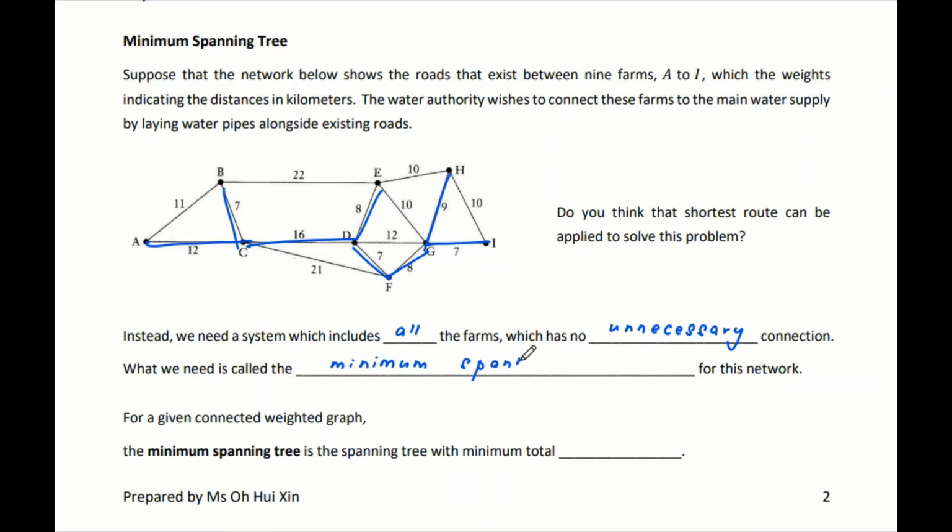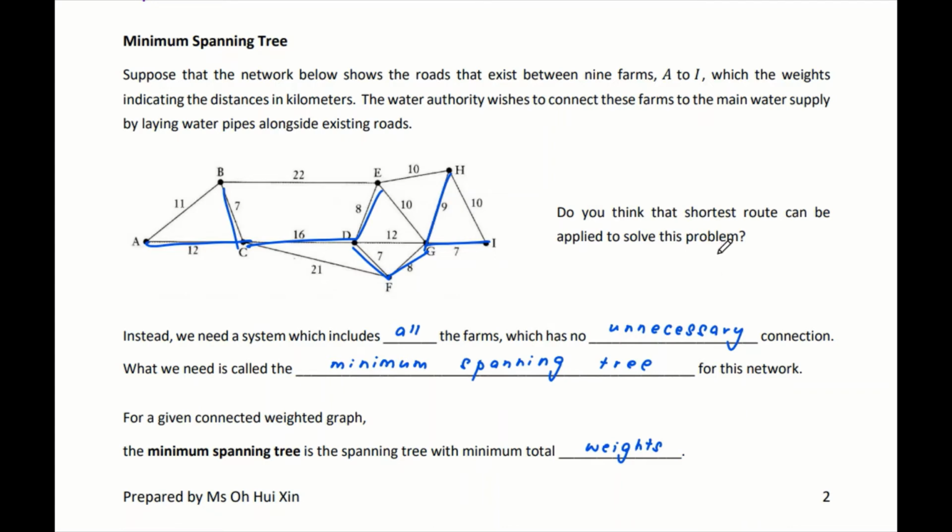All right, so what is a minimum spanning tree? For a given connected weighted graph, the minimum spanning tree is the spanning tree with the minimum total weights. Which means that if we are talking about the distance, then of course you want to find the spanning tree with the minimum distance that you need to lay the water pipes, so that the cost that you need will be minimum as well, right?